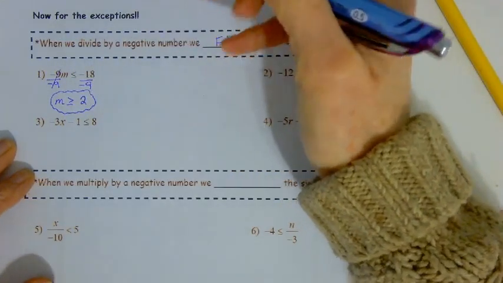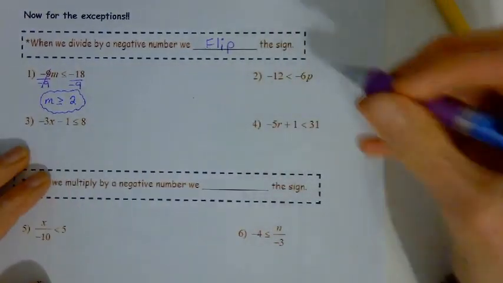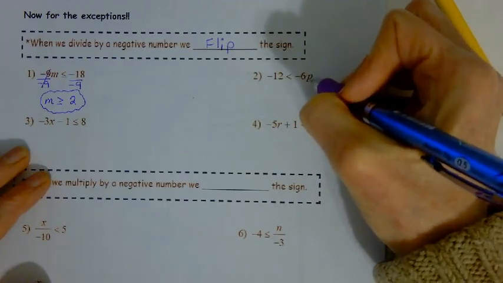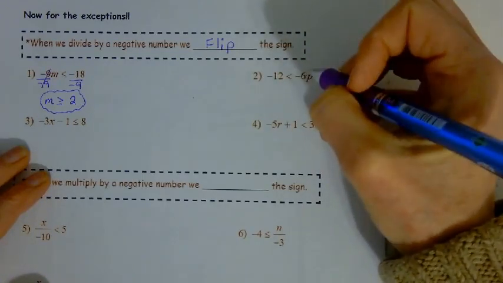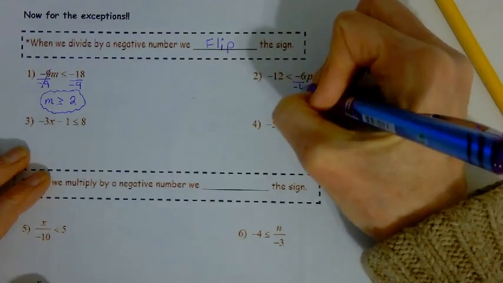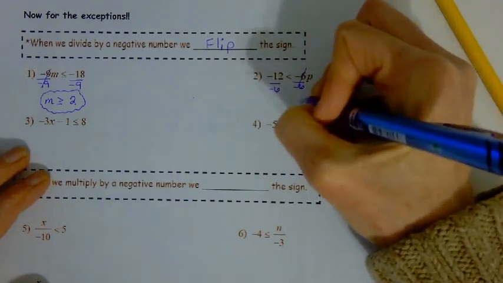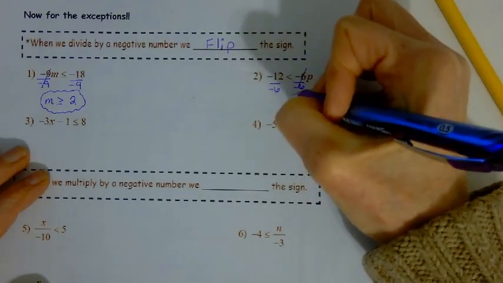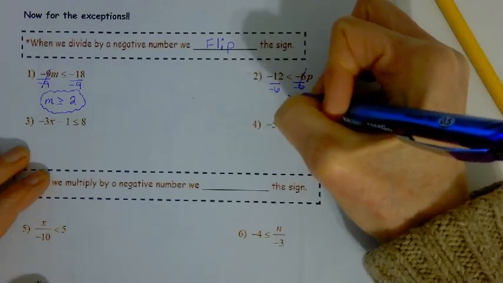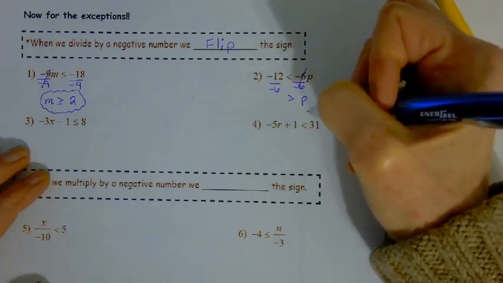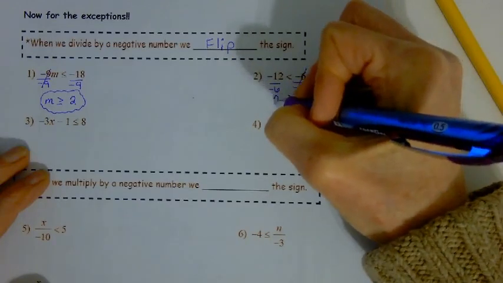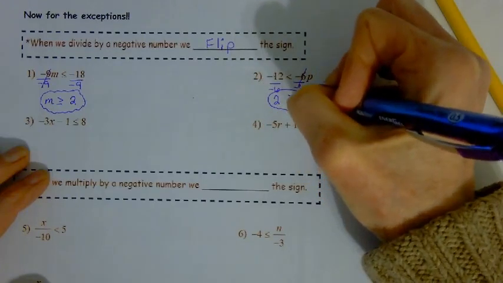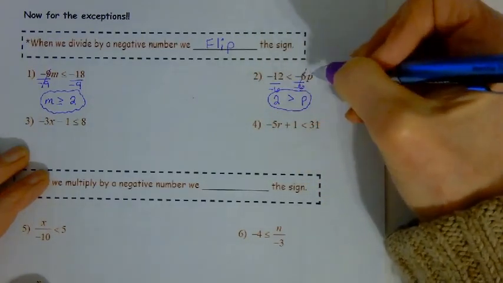So let's do number 2. We need to get p by itself. It's being multiplied by negative 6. So to solve this inequality, we need to divide by negative 6. And we get p on the right. But we've divided by a negative number. So we do need to flip the sign. So it was a less than symbol. I'm going to make it a greater than symbol. And then 12 divided by 6 is 2. Negative divided by negative is positive. So there's our answer. Now remember, we divided by a negative number to solve this inequality, so we flipped the sign. So we did flip it.